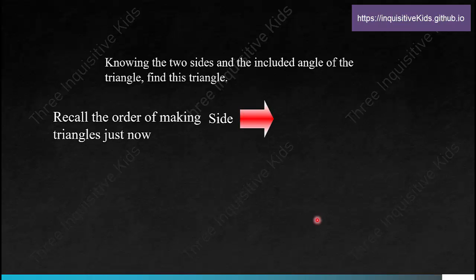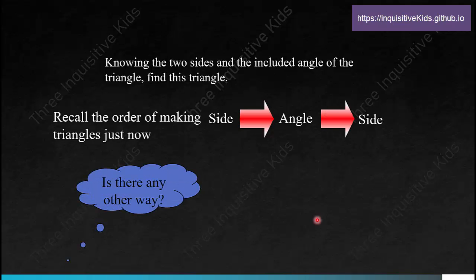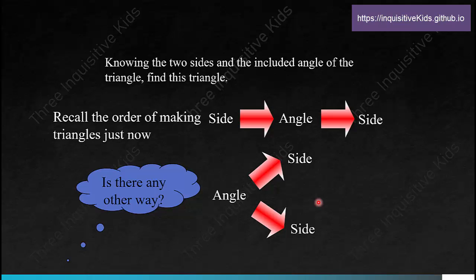So first you have the side, the first side or the line segment. Then you create the first angle. Then another side. Is there any other way? I want you to think. Angle, then side, or angle, then side. So over here, we first create the angle, then we create the two sides and connect them.